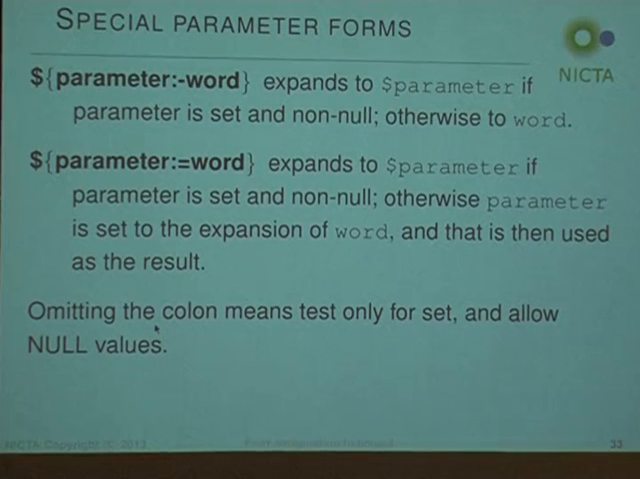If you leave out the colon, then you can explicitly set the parameter to null, and that will be used. It's only if it's never been set that the word will be used instead. Parameter colon equals word expands to parameter if the parameter is set and non-null. Otherwise, it will assign the value of word to parameter and then substitute the value of the result.